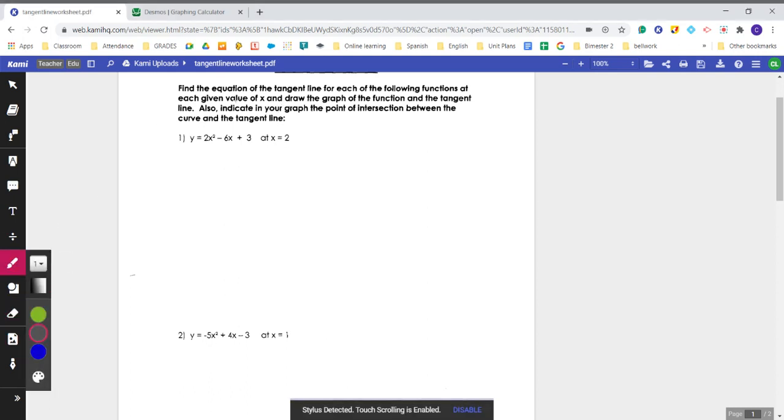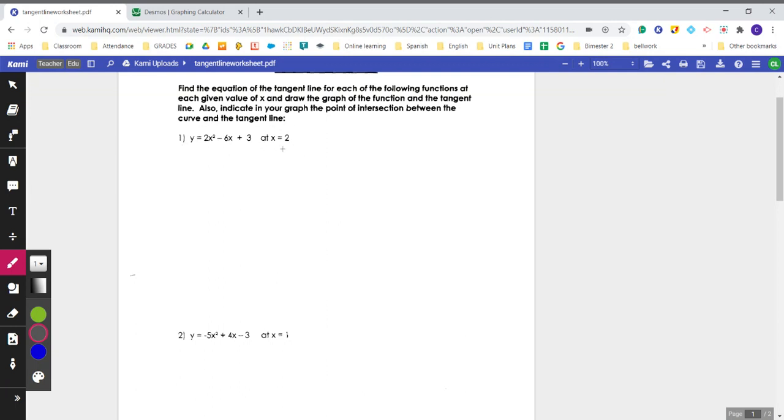So it wants us to find the equation of the tangent line for each of the following functions at each given value of x and draw the graph of the function and the tangent line. So I'm going to cheat and use a program to help me draw the graph of the function, but everything else I'll be doing by hand.